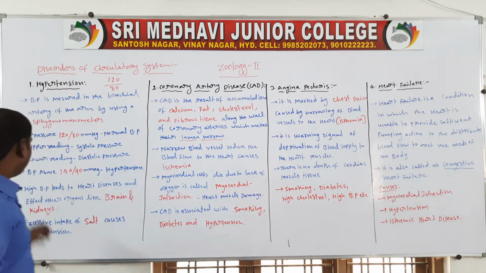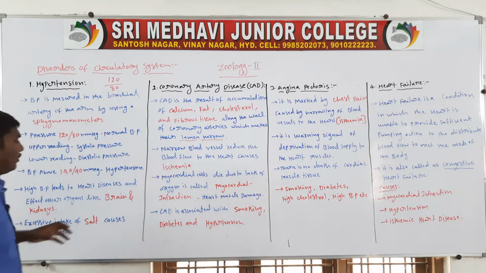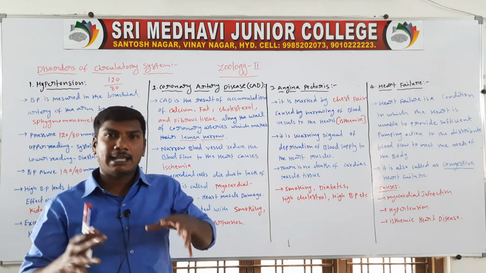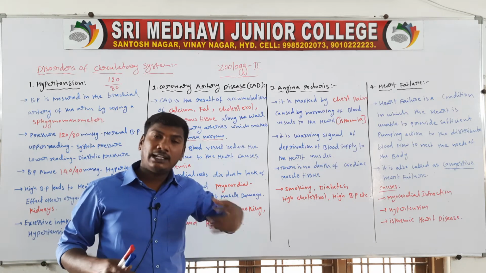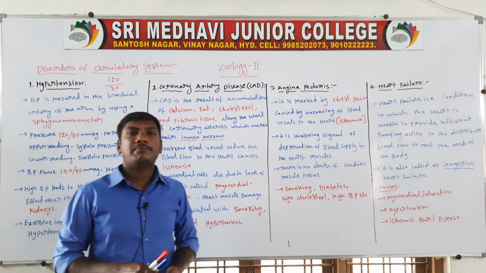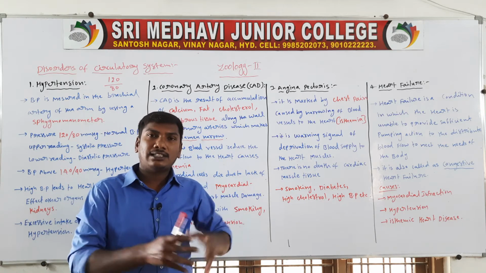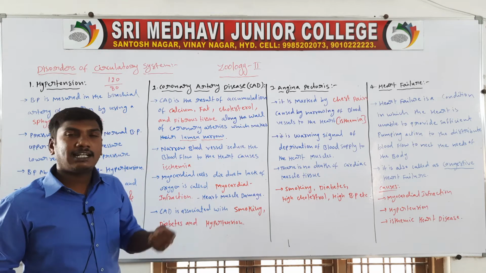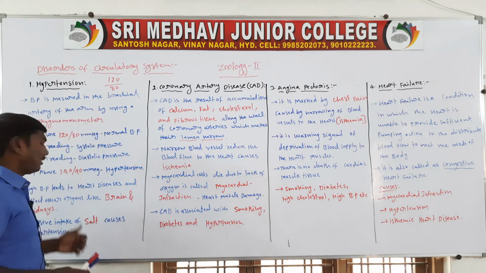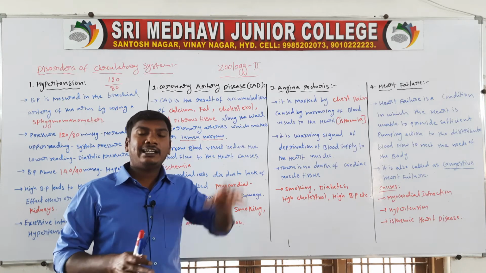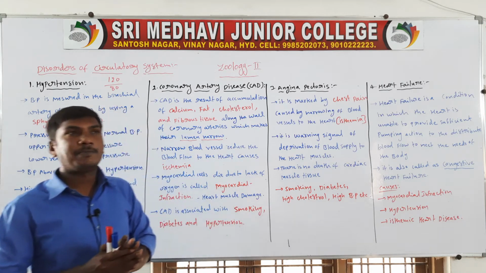Hypertension leads to other heart diseases. It is also affecting other vital organs like the brain and kidneys. So high blood pressure also affects the brain and kidneys.